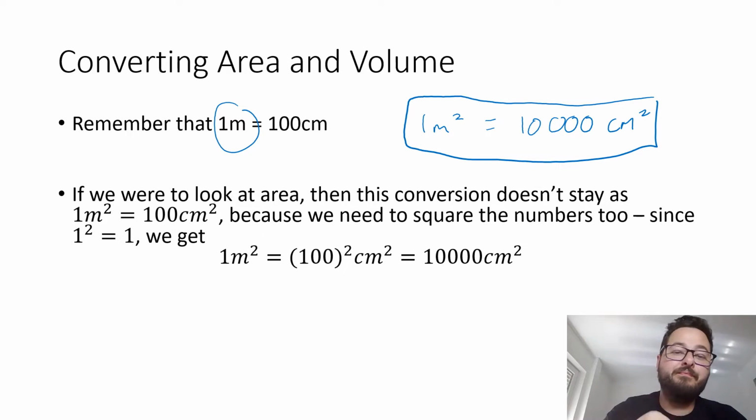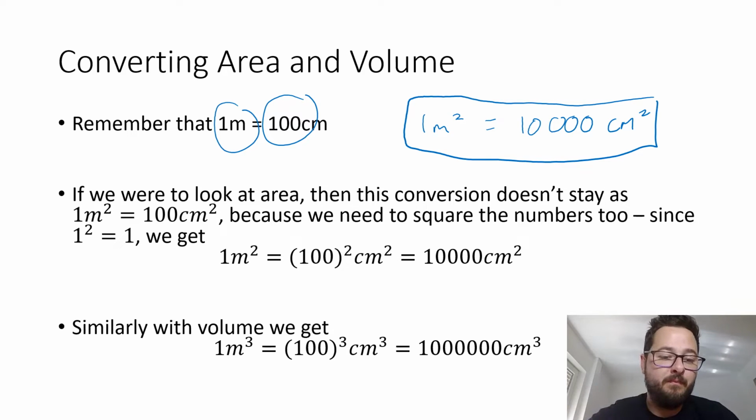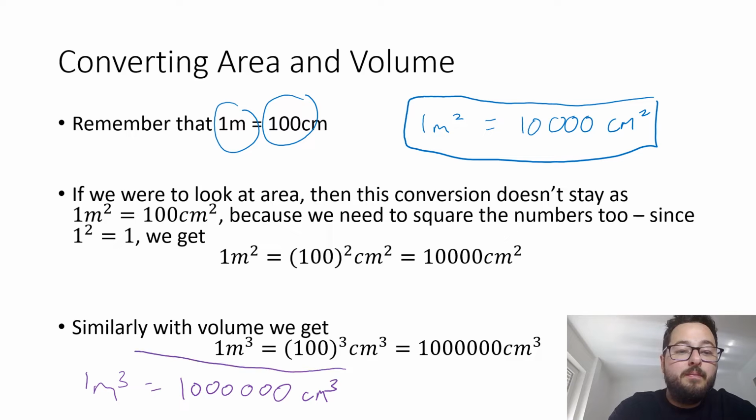Okay, and that's because when we square 1, we get 1, 1 times 1 is 1. But when we square 100, that's where we're getting this 10,000 from. And then with volume, it's going to go even bigger, because we're cubing it. So with 1 metre cubed, again, 1 cubed is just 1, so that 1 stays the same. But then this 100 cubed is 100 times 100 times 100, which is going to be 1 million. So 1 metre cubed is the same as 1 million centimetres cubed.